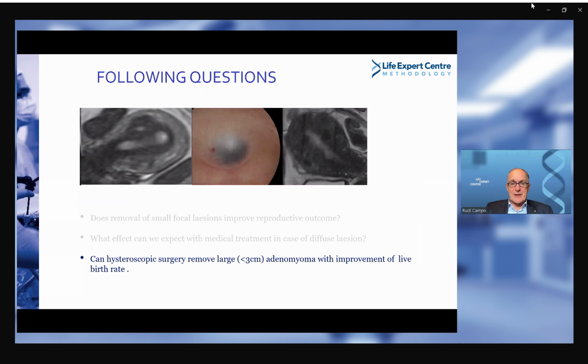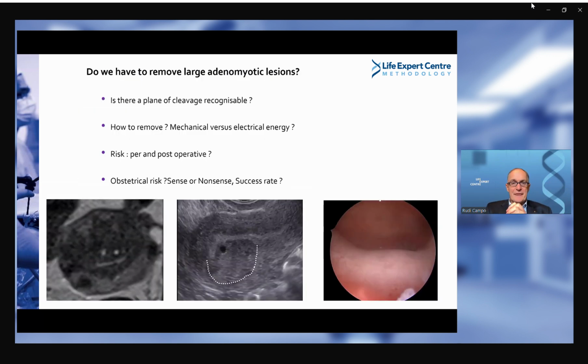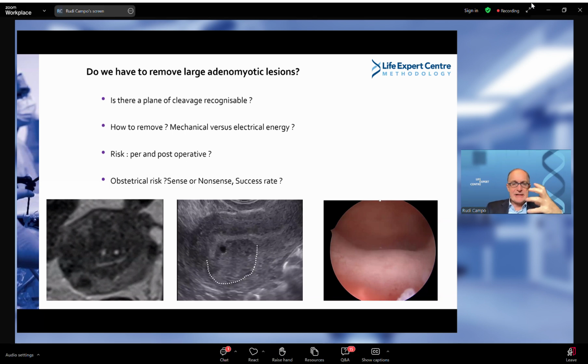So the large ones, my favorite. If you see those images in ultrasound and in MRI, hysteroscopy only a little bit of bulging, can you remove this? Is there a plane of cleavage? Should you do it mechanically or electrically? What are the risks during the surgery? And what will happen with a pregnancy, placenta increta, percreta, success rate?